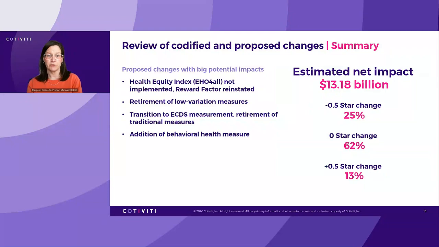So in November 2025, CMS estimated what their proposals would do to the Star Ratings program. And they estimated those proposals will save $13.18 billion in the next 10 years. The changes may cause 25% of plans to lose half a star, 62% of plans to stay at their current star rating, and 13% of plans to gain half a star. The changes will affect every plan differently. So it's really important for every plan to model the impact on their particular plan.